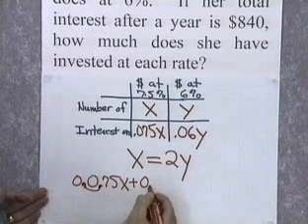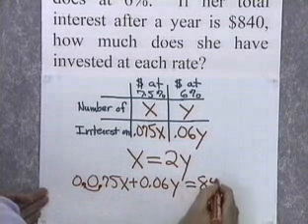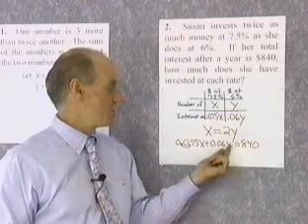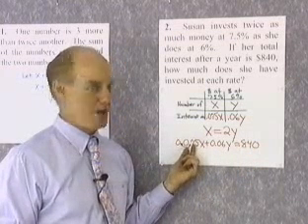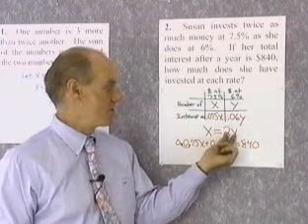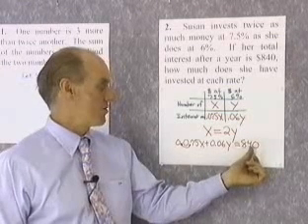0.075x plus 0.06y is equal to $840. Now I would solve this system of equations by possibly multiplying this second equation through by 100 and then substituting 2y for x. So I take 2y, which is x, and put it into this equation, maybe multiply this through by 100 to clear the decimals.